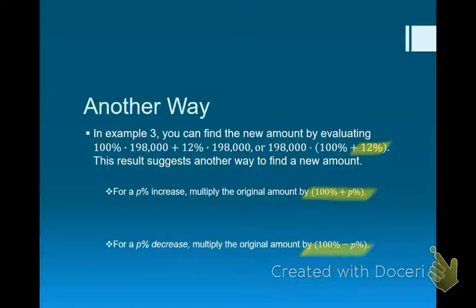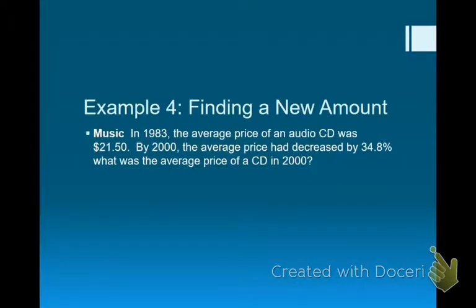All right, so let me get over to a problem. Here's the problem. You have 2 of these. This is like numbers 20 and 21 on your homework. So if you use this method, it will be on those 2 questions on your homework assignment. It says in 1983, the average price of an audio CD was $21.50. It's actually kind of pricey. By 2000, the average price had decreased by 34.8%. What was the average price of a CD in 2000?